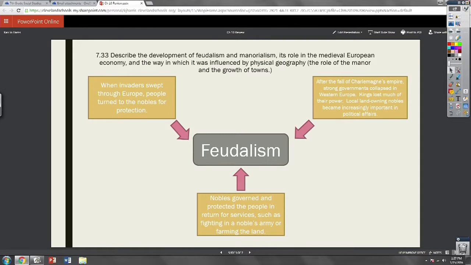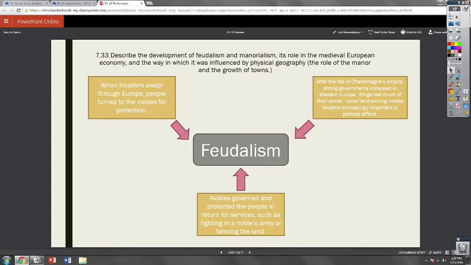733. Describe the development of feudalism and manorialism, its role in the medieval European economy, and the way in which it was influenced by physical geography, specifically looking at the role of the manor and the growth of towns. Feudalism was influenced by a lot of different things. It is simply a political order.